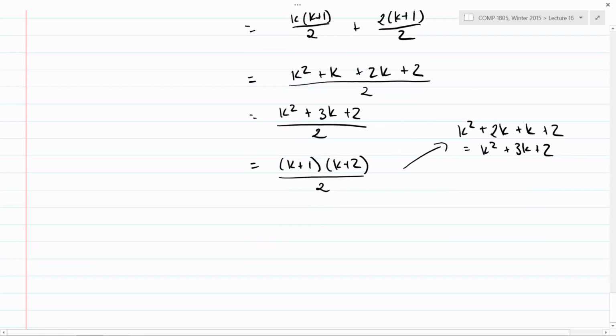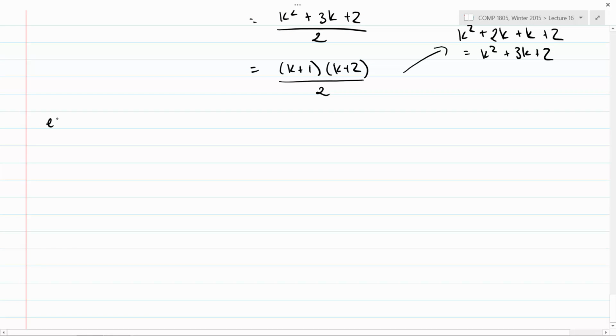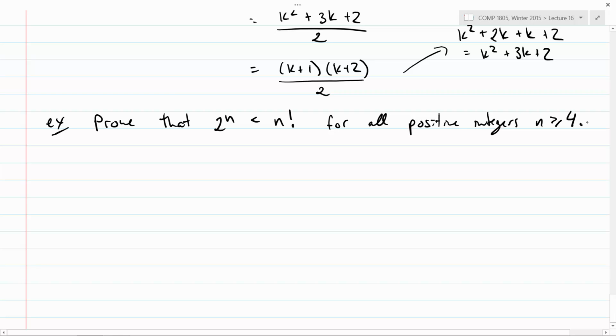All right, so we'll do another one, because the only way to get good at these is to see lots and lots of examples. This next one is going to be: prove that 2 to the n is less than n factorial, for all positive integers n greater than or equal to 4. So here's an example of one where we're proving it for something that's not 0 or 1. The basis step will be n equals 4.